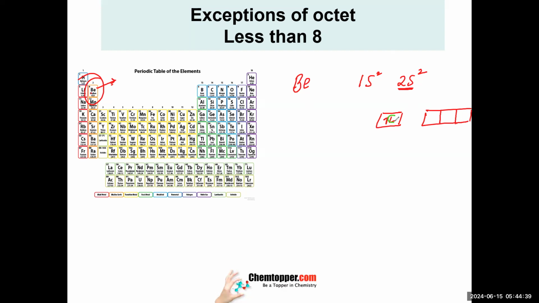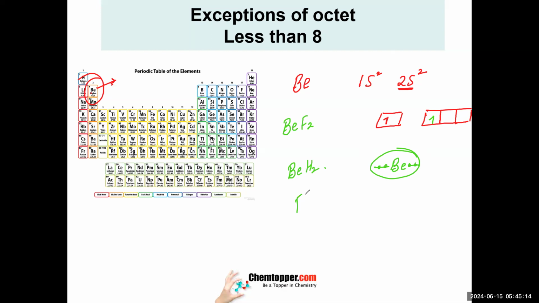One electron jumps from here to here. Now, how many electrons are available for sharing? 2. How many bonds can beryllium make? 2. But with 2, how many electrons are there around beryllium? 4. But 4 is not an octet. But we do have molecules like BeF2 and BeH2. These molecules are there.